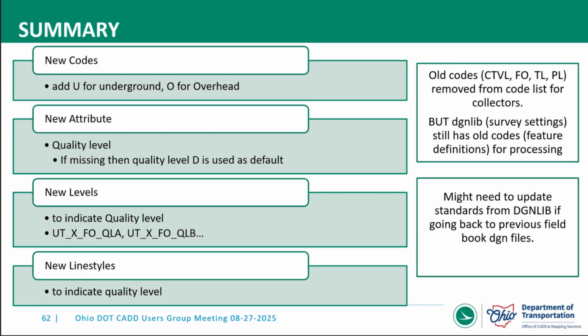We didn't remove them from the survey settings, but they did get removed from those field lists. So you probably want to go and download the new code list and get it into your collectors. I will just make a note: you might want to update standards from dgen lib if you're going back to an older project and you're expecting these quality levels to just show up. As you use things, they get copied into the file. So if you're going back to an older project and you did update the workspace, and you're wondering why they're not showing up, you probably need to update from dgen lib to get the updated stuff in there.